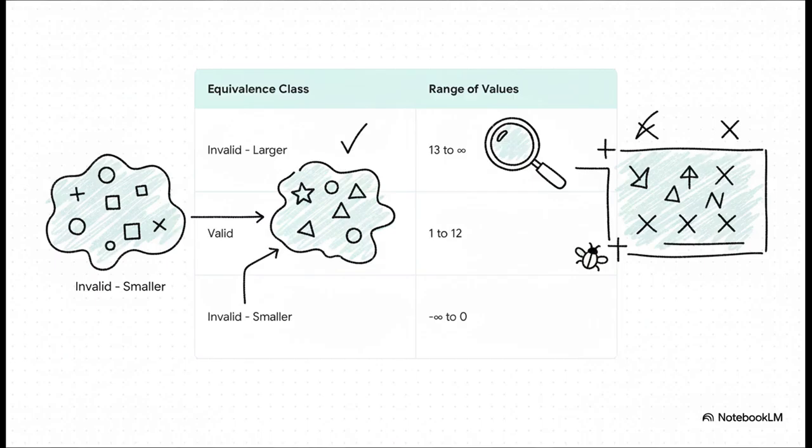It's a fancy name for a simple idea. We group inputs together that the program should handle the same way. So, for a simple month validator, you don't have billions of inputs. You really only have 3 groups, right? Invalid numbers that are too small, like 0 or less, valid numbers from 1 to 12, and invalid numbers that are too big, like 13 and up. You just test one number from each group and you're good to go.